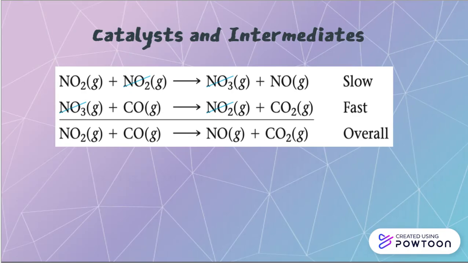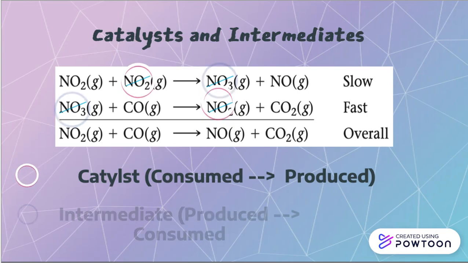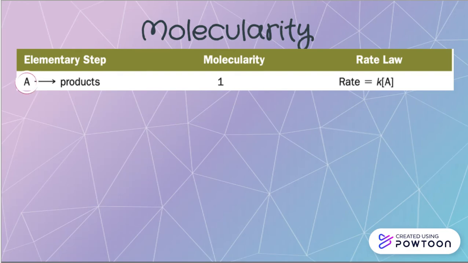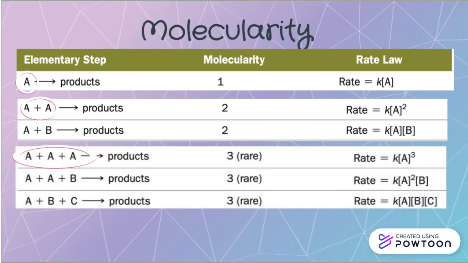A catalyst is consumed and then produced as shown by the reaction mechanism. On the other hand, an intermediate is produced and then consumed. A reaction is unimolecular if the sum of the coefficients is 1, a reaction is bimolecular if the sum is 2, and finally, a reaction is termolecular if the sum is 3.